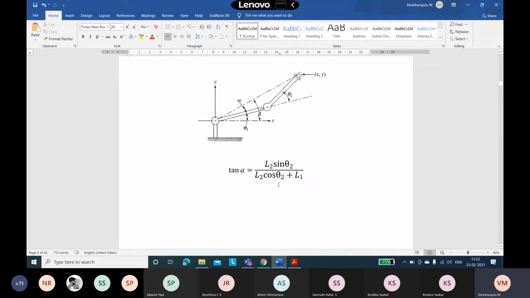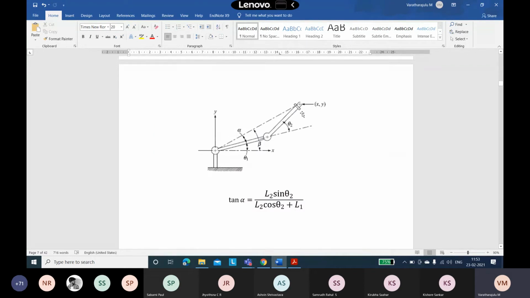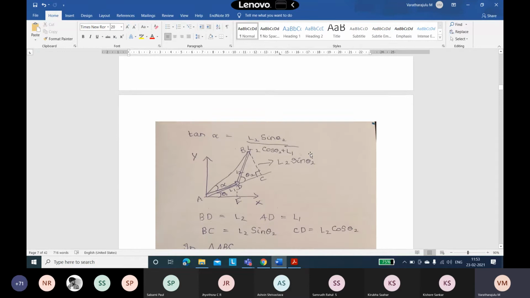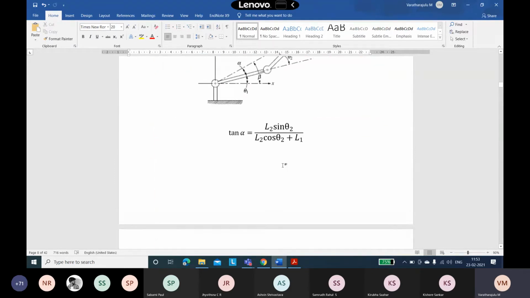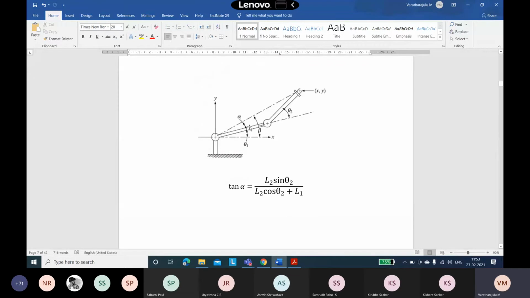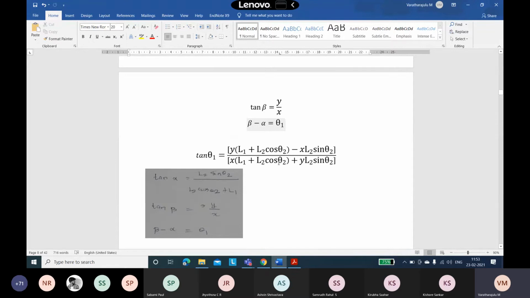In this triangle, tan beta is equal to, in the larger triangle, assume there is a larger triangle with this x and y, and therefore tan beta is equal to opposite by adjacent, y divided by x. Here we were already taught about the addition of theta 1 and alpha. Theta 1 and alpha is equal to beta. From that, beta minus alpha becomes theta 1.